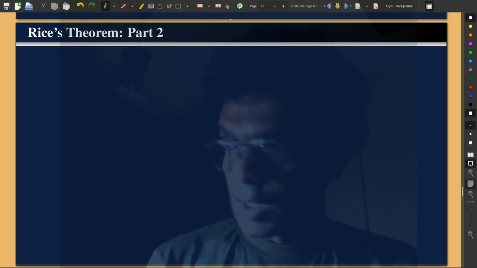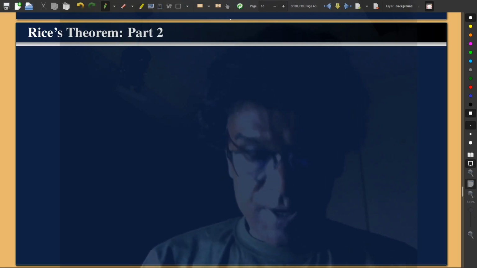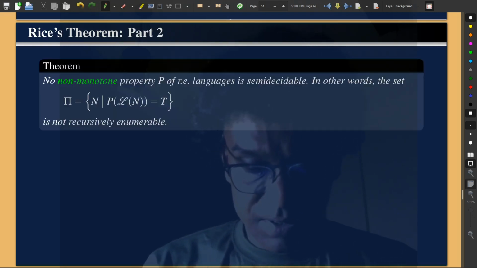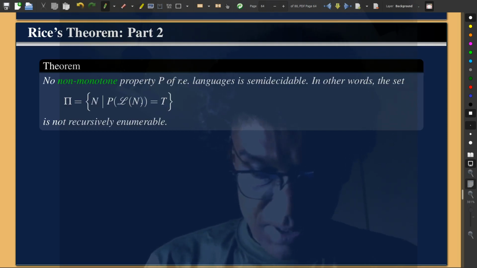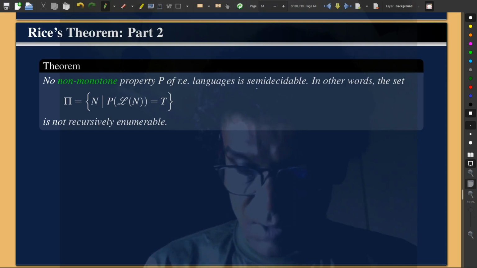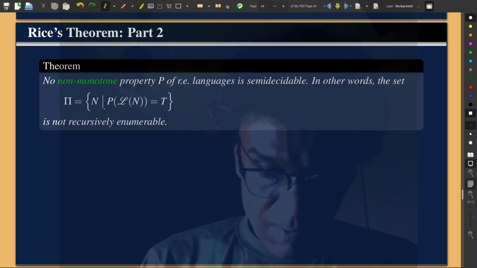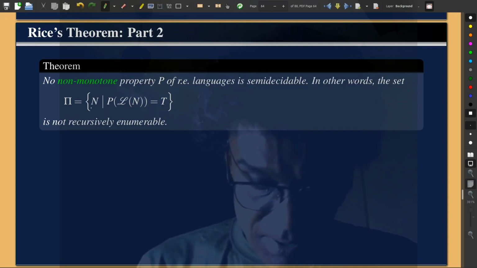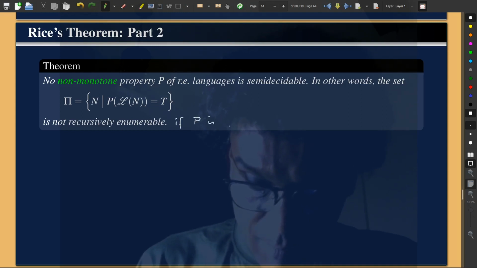Like non-trivial, I will now consider non-monotone properties. Part 2 of Rice's theorem says that no non-monotone property P of RE languages is semi-decidable. In other words, maybe I write it a little bit more than this. If P is a non-monotone property.